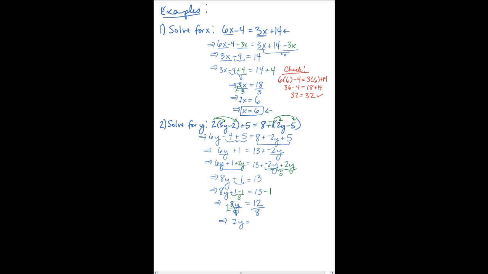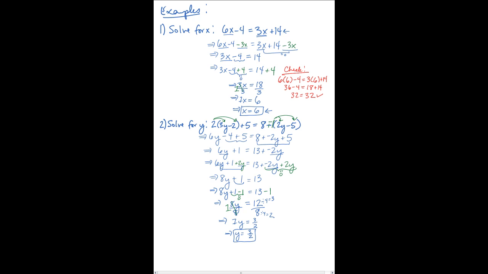12 divided by 8. Well, we can think of just simplifying both of these. We can certainly divide both of them by 2, and in fact we can divide them both by 4. So 12 divided by 4 is just 3, and 8 divided by 4 is just 2. So I get 3 halves. And 1 times y is just y, so I get y equals 3 halves.